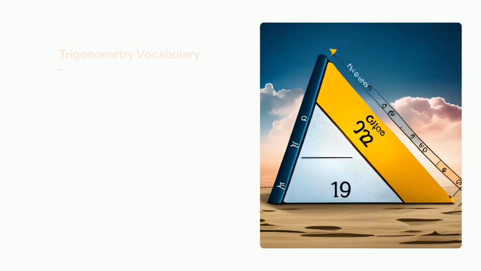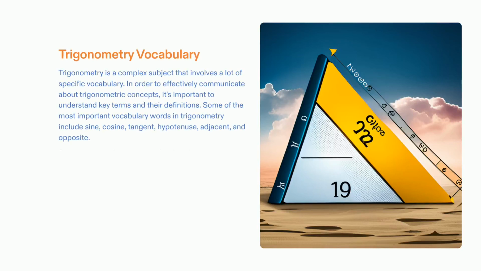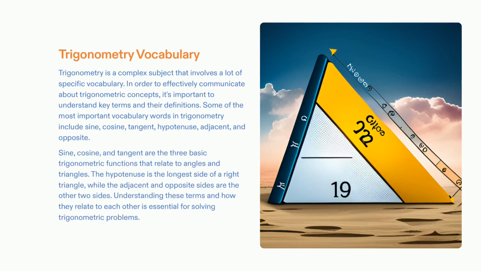Trigonometry is a complex subject and mastering its concepts requires having a strong understanding of its terminology. The three primary trigonometric functions are sine, cosine, and tangent, which are essential for calculating the length and angles of a triangle. Furthermore, the terms hypotenuse, adjacent, and opposite indicate the sides and angles of a right triangle. Gaining knowledge of these terms is critical for solving trigonometric problems.